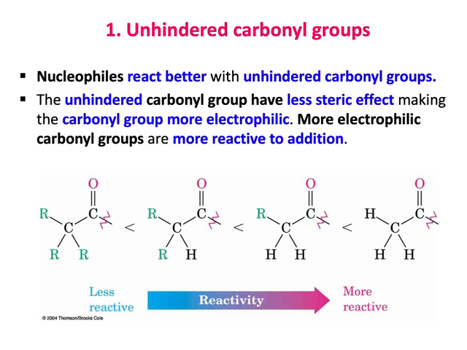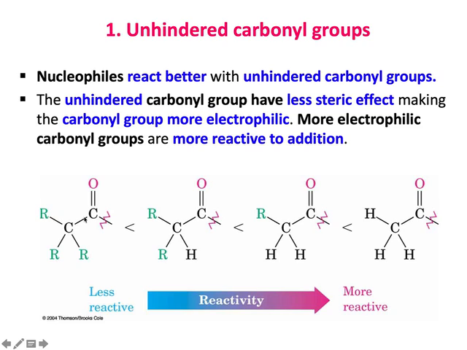First, the unhindered carbonyl group. What is meant by an unhindered carbonyl group? A nucleophile reacts better with an unhindered carbonyl group. Unhindered means less bulky, or not a crowded area around the carbonyl group. So an unhindered carbonyl group has less steric effect. It means the structure on the carbonyl group is less bulky, which makes the carbonyl group more electrophilic.